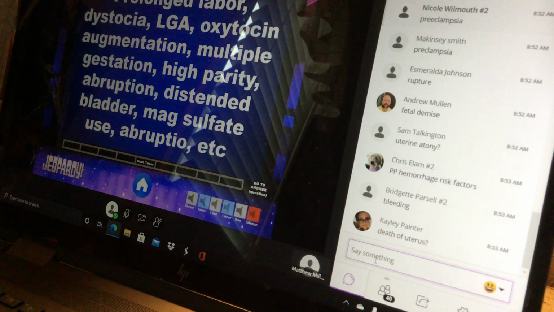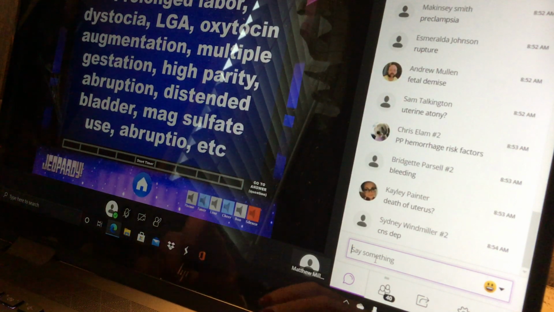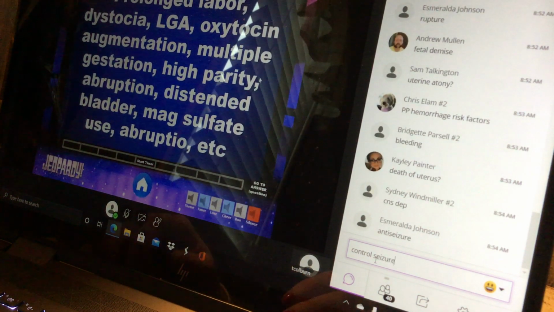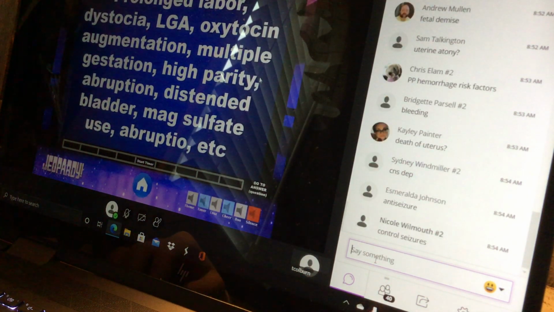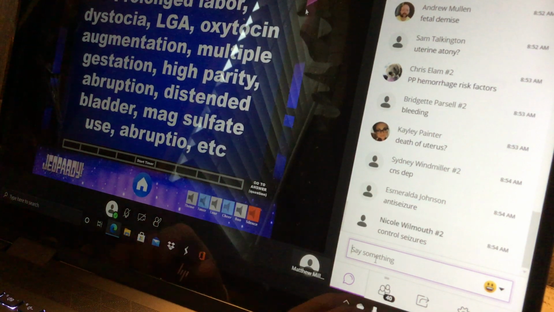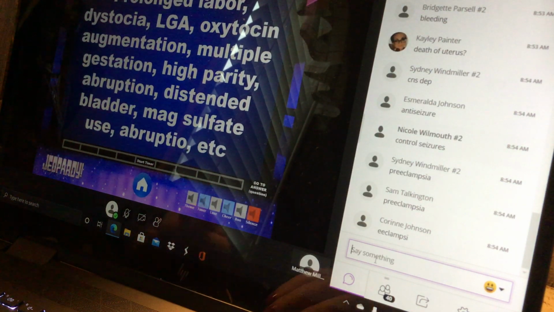Or mag sulfate? What is it? CNS depressant, okay? And we're using it for what? Yeah, anti-seizure, anticonvulsants. So we're using it to prevent seizures in whom? Somebody with what? Preeclampsia. So you're using the mag sulfate for that, but it also has that nice smooth muscle.